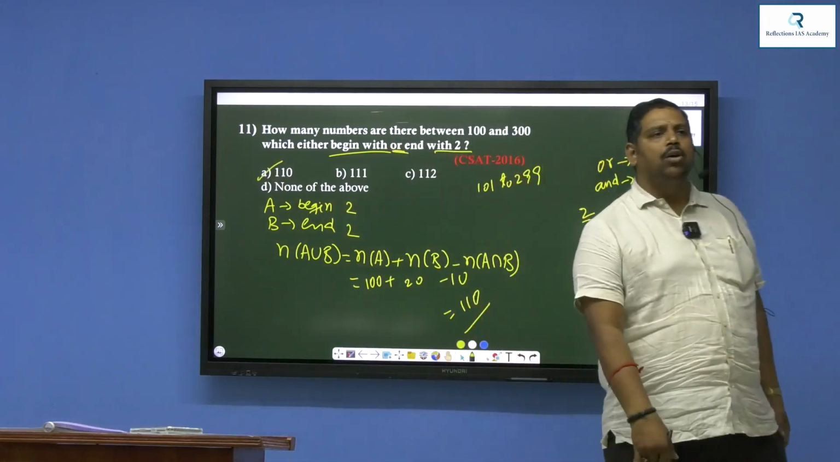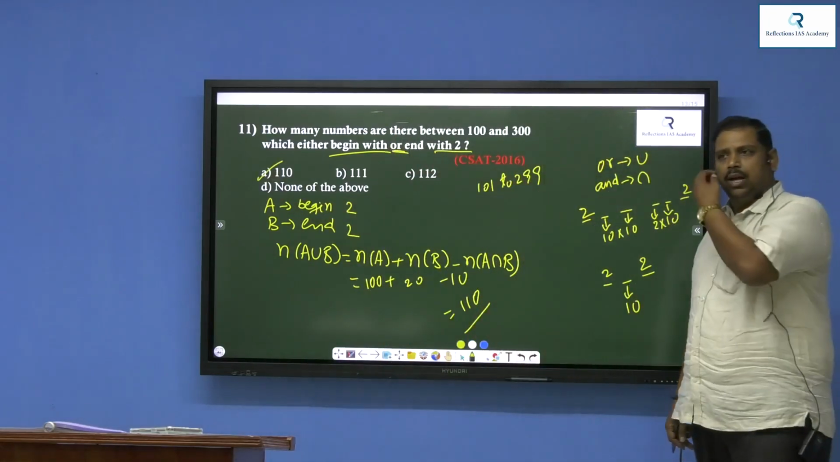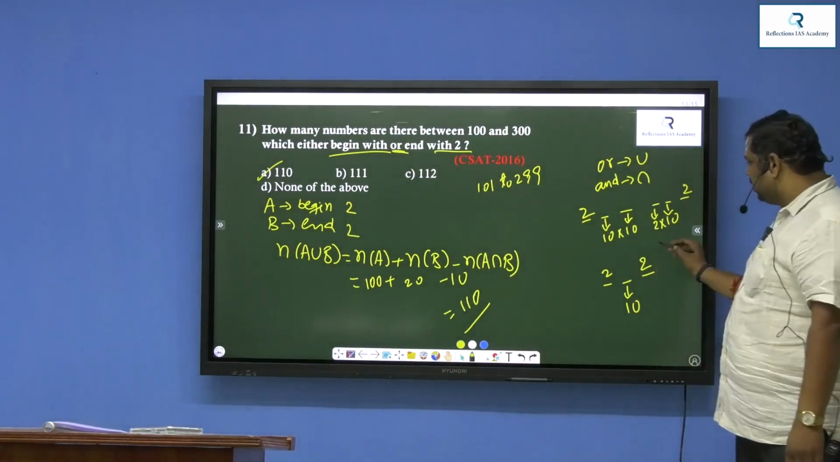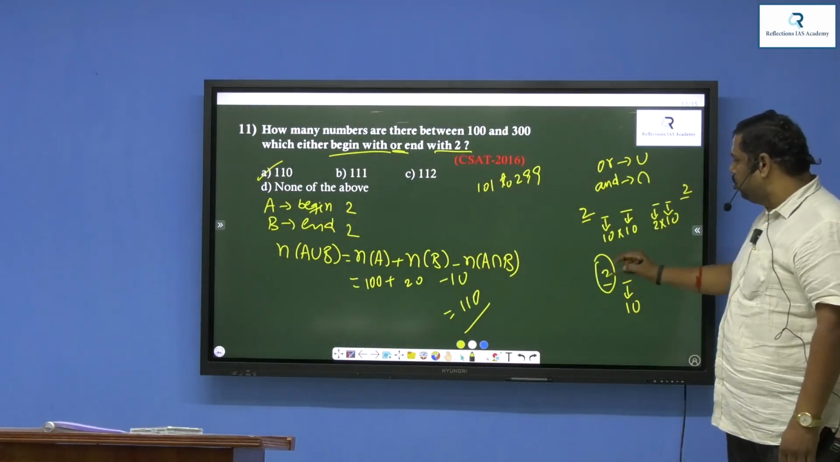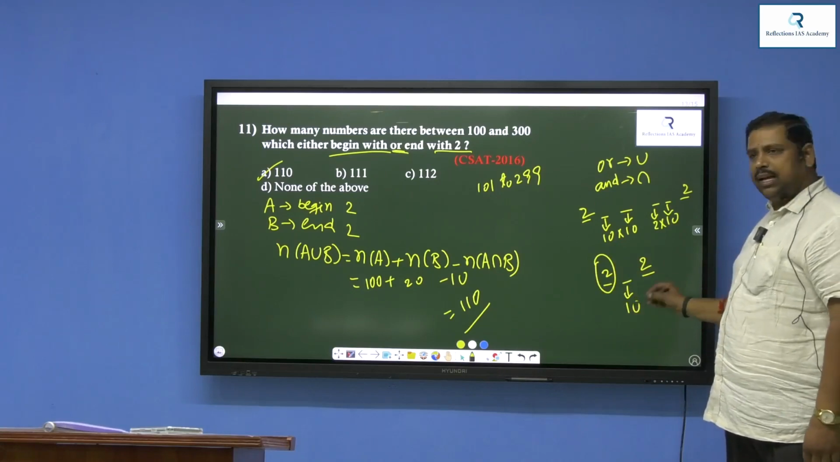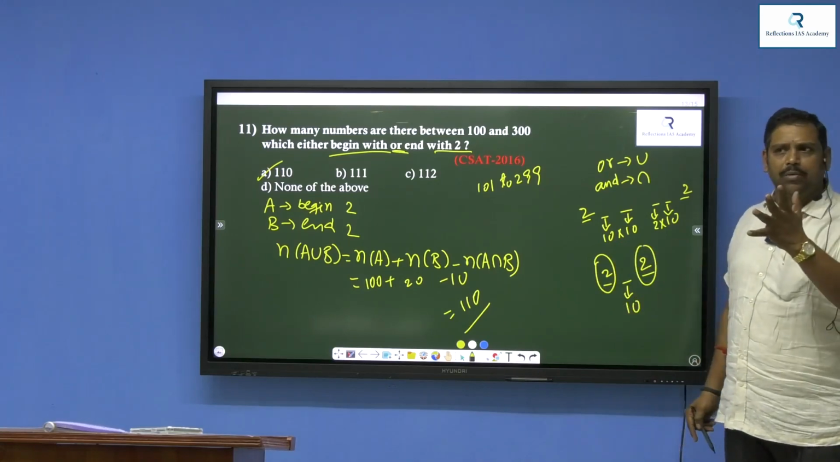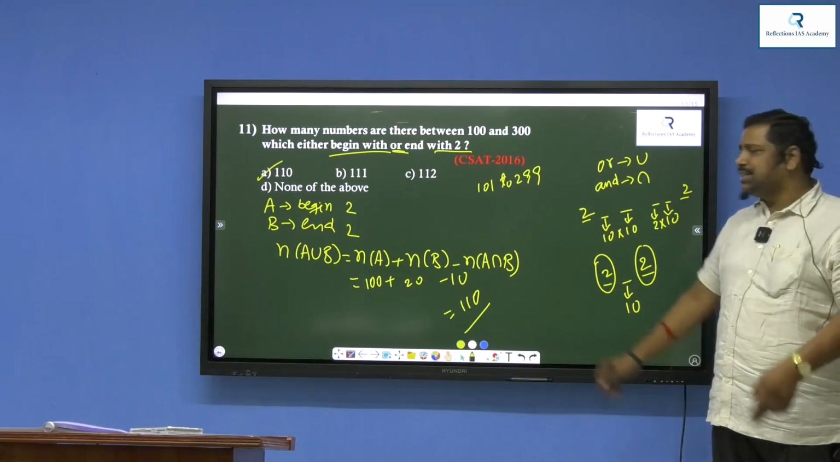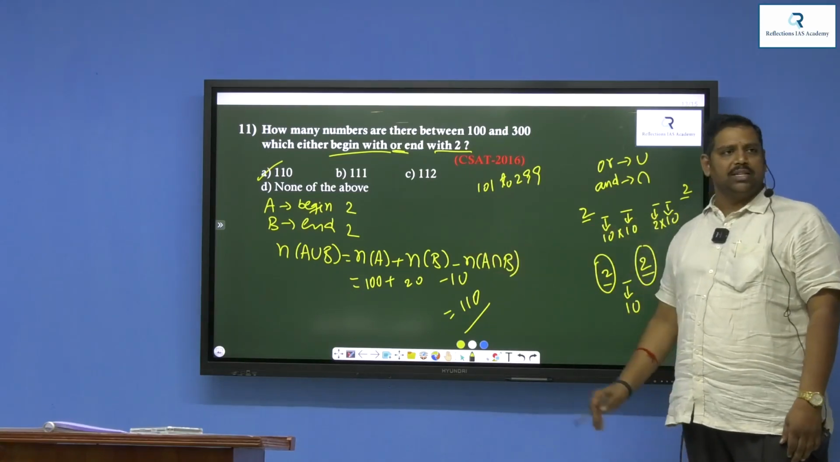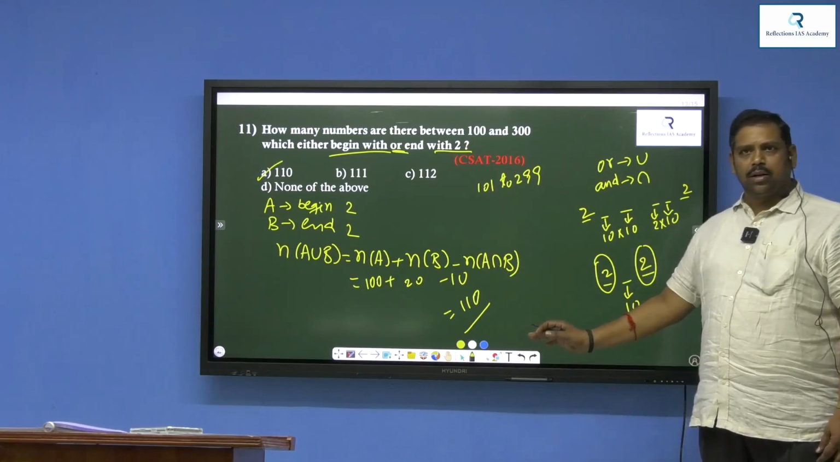Okay, I have explained it to you mathematically. Am I clear? Because in "beginning with 2" you counted these 10, and in "ending with 2" you counted these ones also. Two times you should count or you should not count? That is analytical. This is completely mathematical. Do you understand the concept? Can I go to the next one?